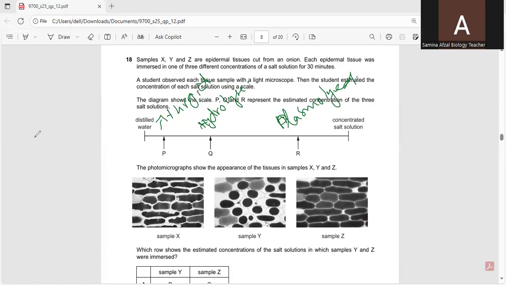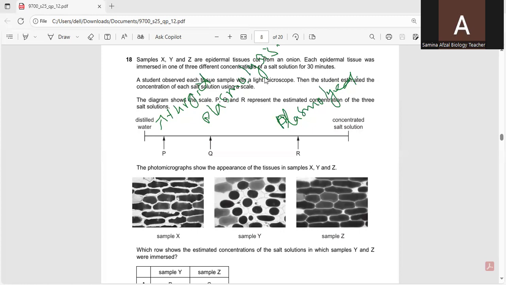And here I have used the word hydrolyzed. No, I have to use the word... mistakenly, I have used it. Plasmolyzed. Plasmolysis will start. Okay. Now we will move towards the three samples.